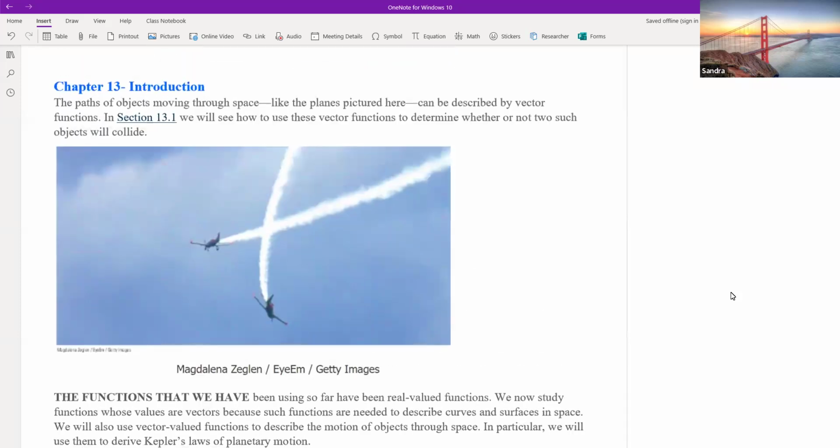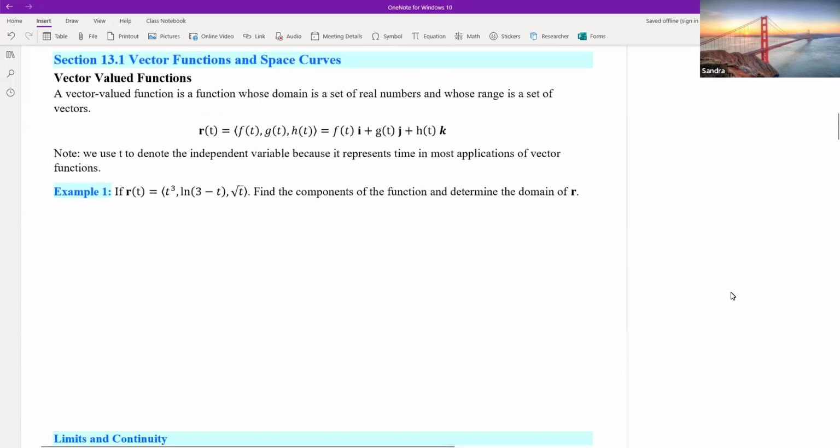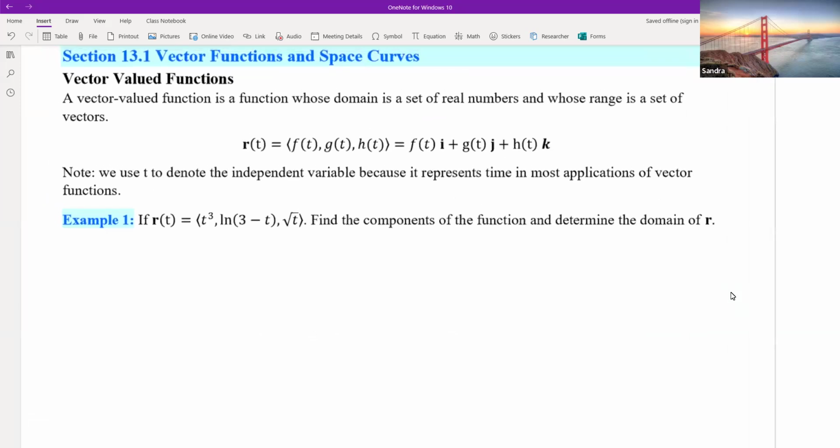Okay, so let's go ahead and get started with this section 13.1, and let's talk about vector functions and space curves. A vector value function is a function whose domain is a set of real numbers and whose range is a set of vectors. So here's the vector function.